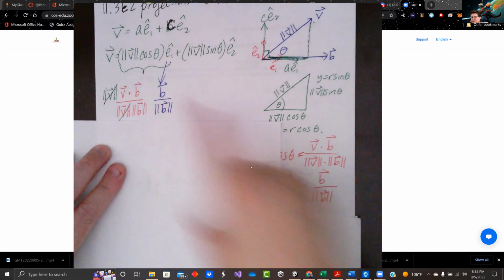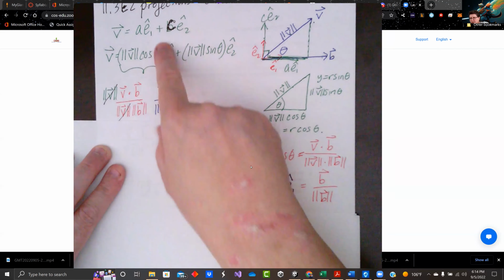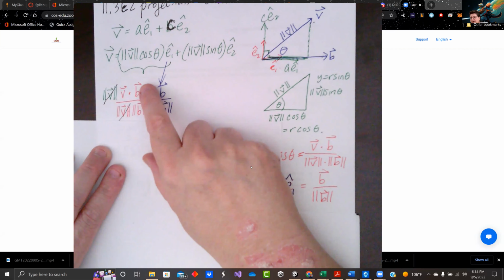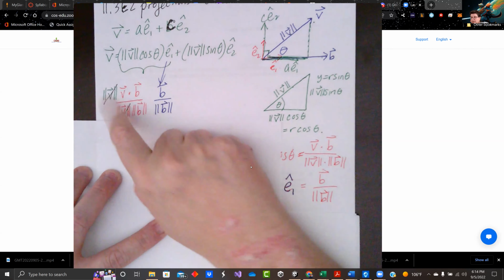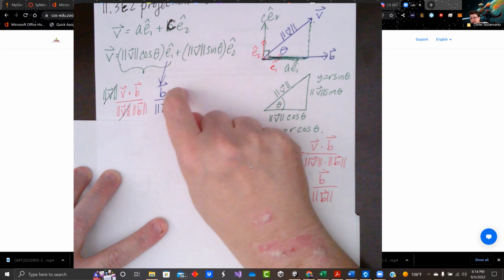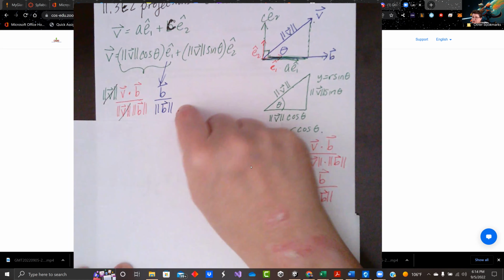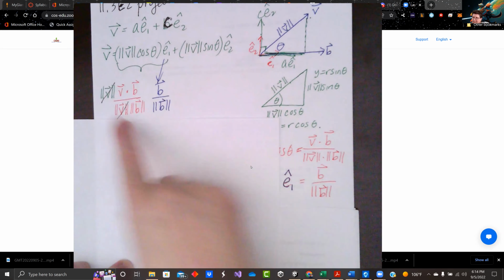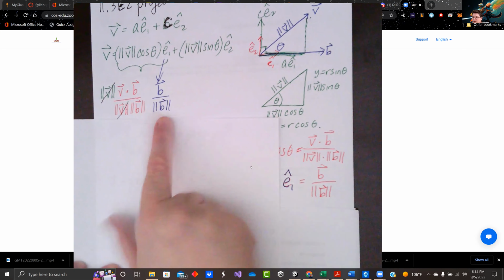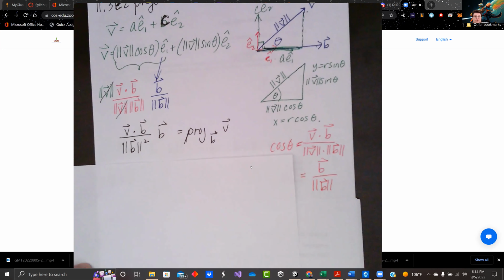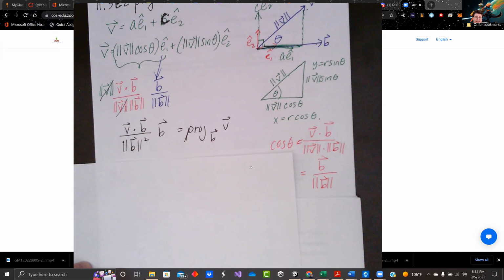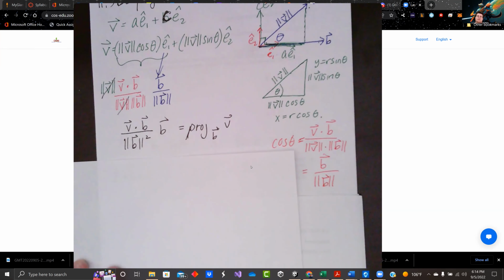So my magnitude of V comes down, my cosine theta comes down, V dotted with B over magnitude of V times magnitude of B. Notice the magnitudes of V cancel. My E1 comes down, I've got B over the magnitude of B after its substitution. I've got two magnitudes of B to multiply together. This gives us magnitude of B squared on the bottom. And that's how we come up with projections.